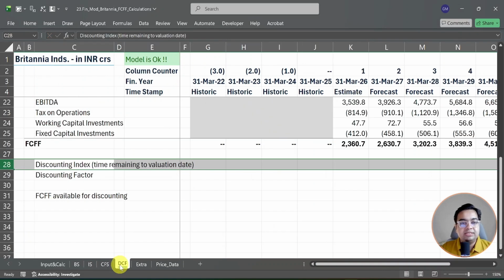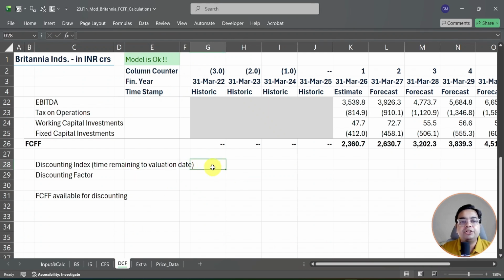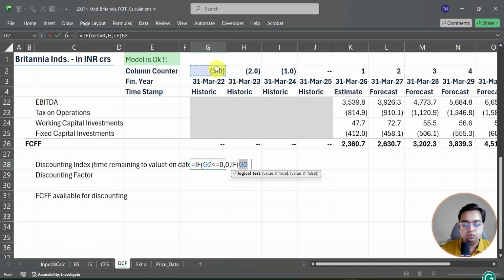Now let's come to this DCF sheet, and in cell number G28, we use a nested IF function. So if G2 is less than or equal to 0, give this value to be 0, or else check if this is equal to 1, then the value is going to be 1 minus YRFRAC, comma, if not, this is going to be F28 plus 1. I close the bracket, second bracket closed, and press enter.